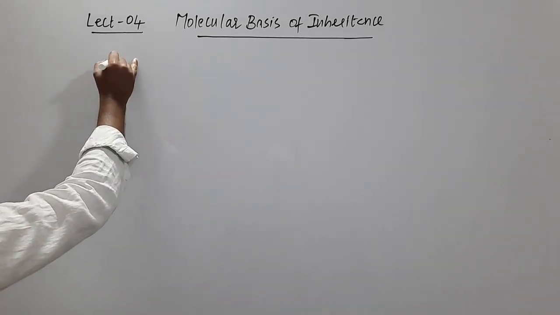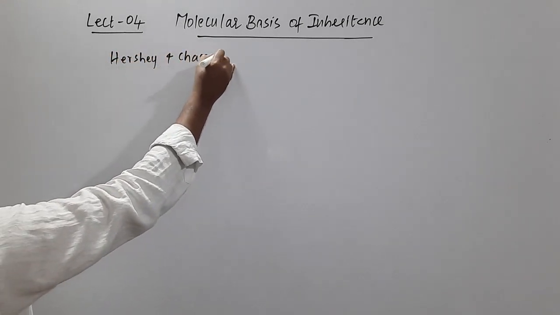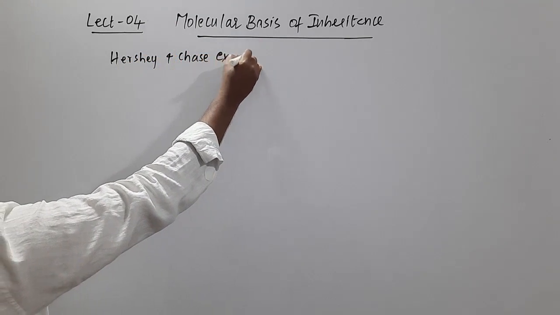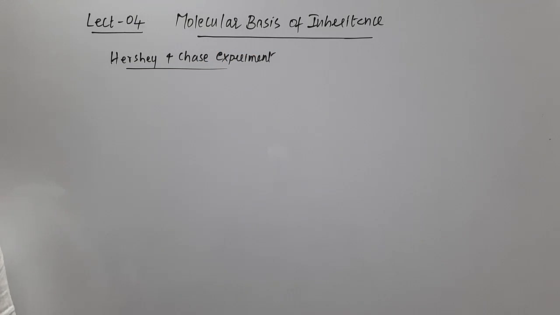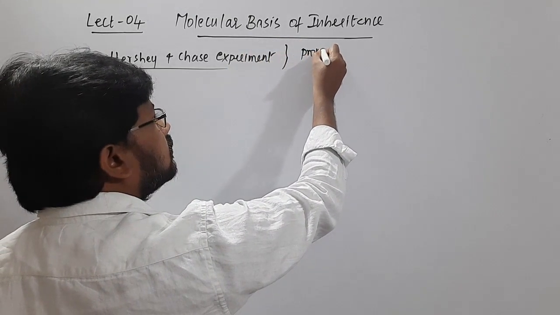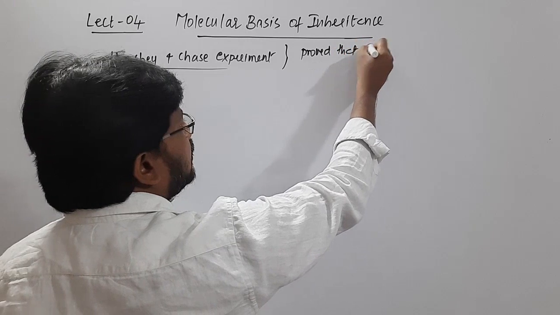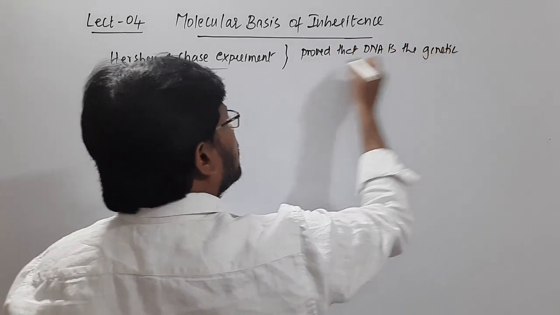It's called the Hershey and Chase experiment. They unequivocally proved that DNA is the genetic material. So this experiment proved that DNA is the genetic material.